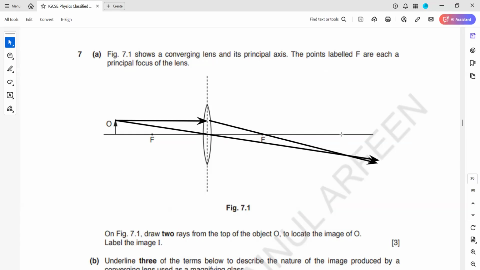And real images formed by a convex lens are always inverted, so it will always be upside down. If the object's head is up, the image's head will be down. Real images are always inverted. If it was a virtual image, then it will be upright and magnified. A virtual image can only be formed when the object is between the focus and the lens.